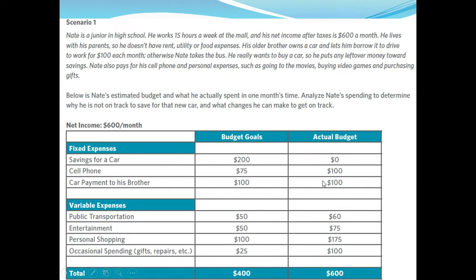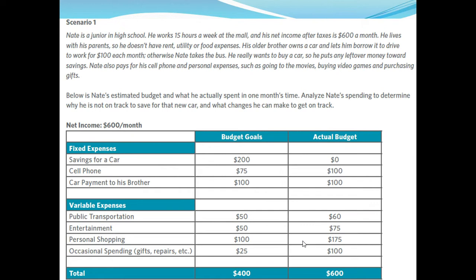Car payment to his brother is exactly what he expected it to be. Public transportation is a little bit more. Entertainment is a little bit more. Here's the big one. Personal shopping and occasional spending, he way overshot his budget. Okay, so he overshot his budget on personal shopping by $75 and on occasional spending by $75. So right there, he overspent by $150 of the $200 he's missing.